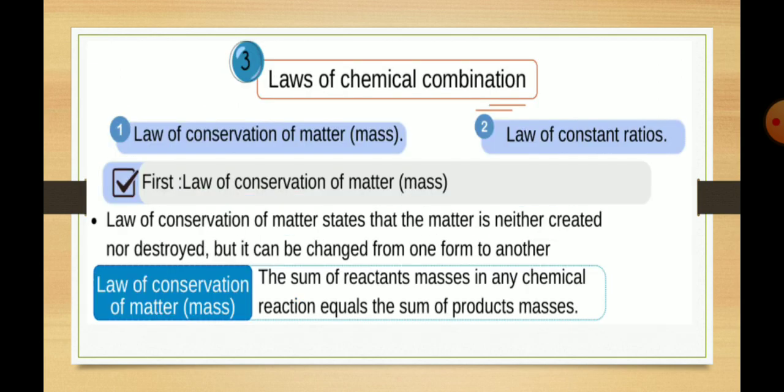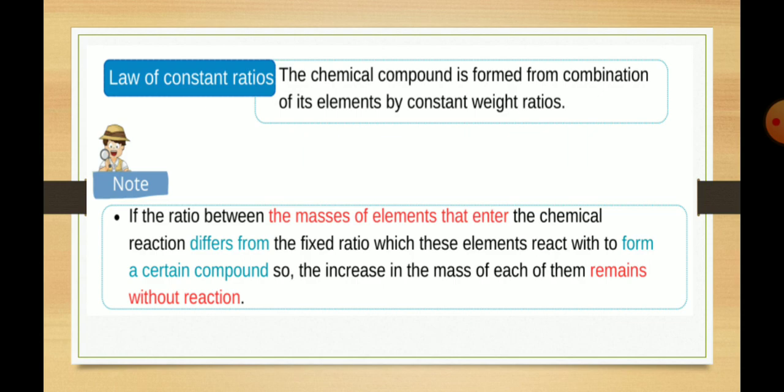And now we are going to talk about the laws of chemical combination. We have two types. Number one, the law of conservation of matter or law of conservation of mass, and number two, the law of constant ratios. First of all, the law of conservation of mass: the sum of reactants masses in any chemical reaction equals the sum of products masses. And number two, the law of constant ratios: a chemical compound is formed from the combination of its elements by constant weight ratios.